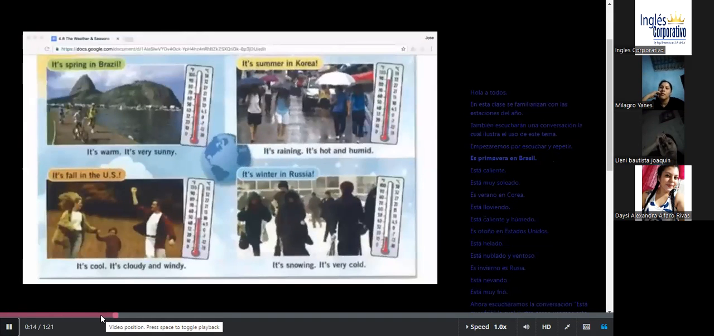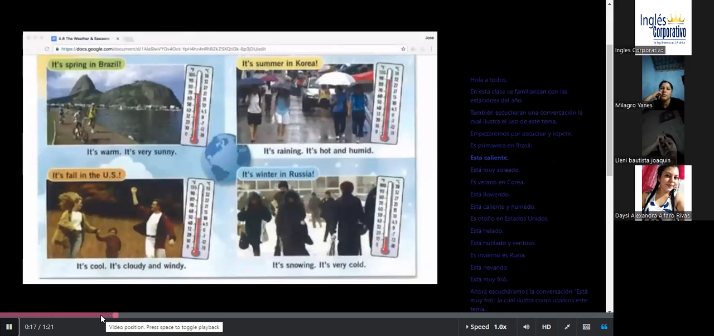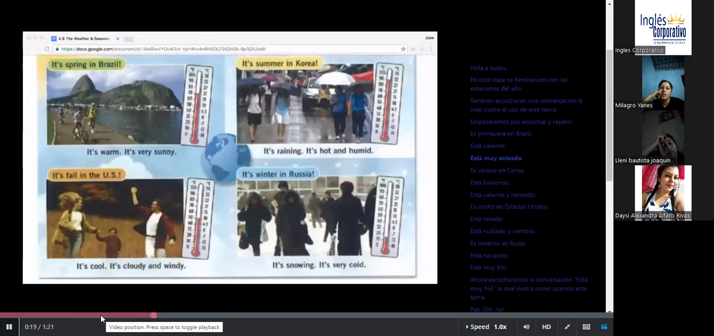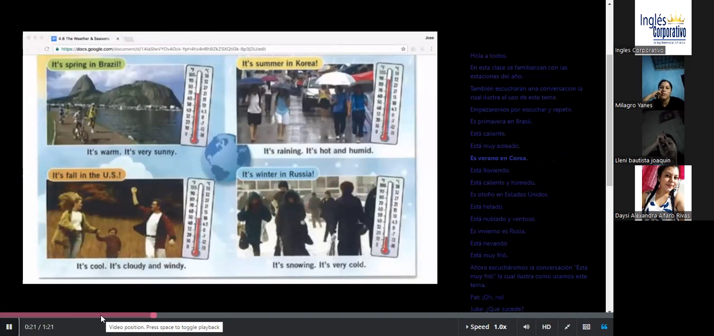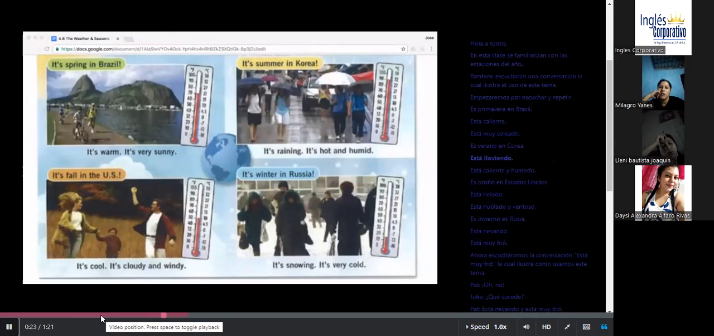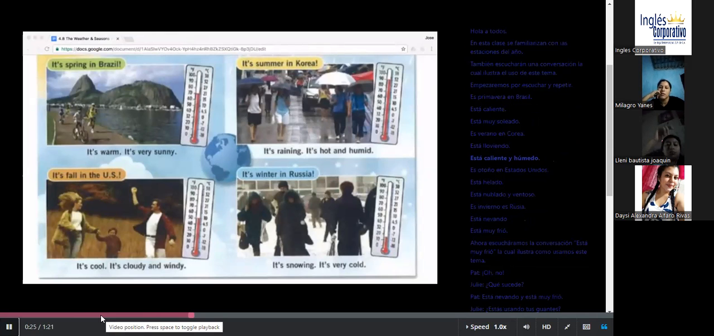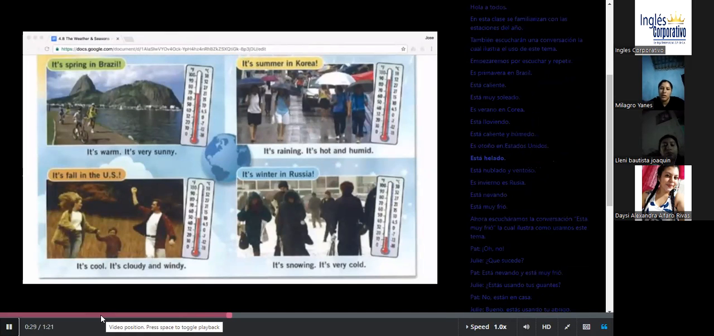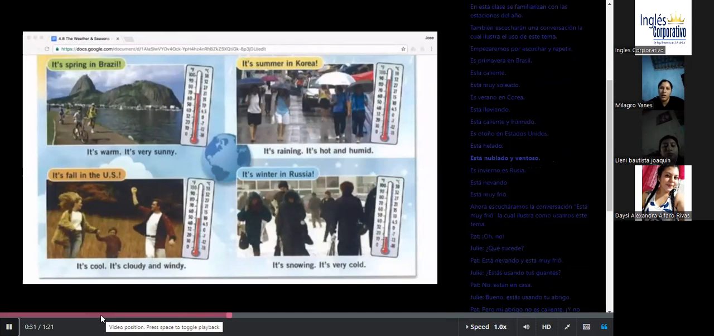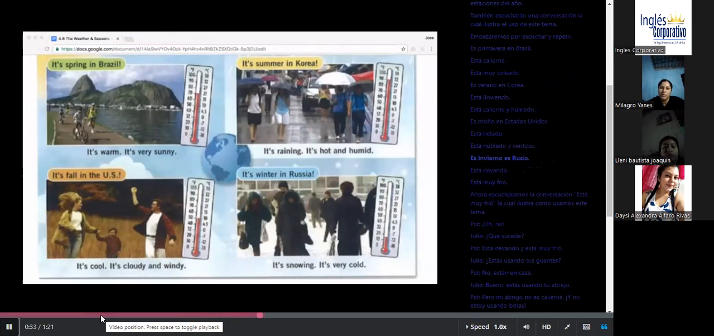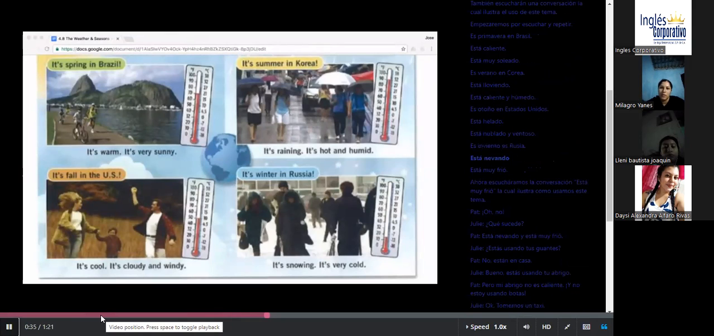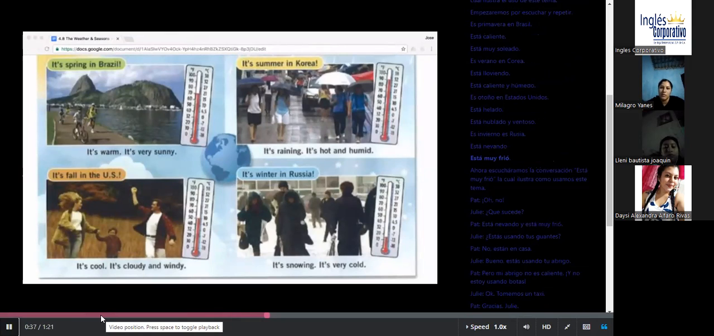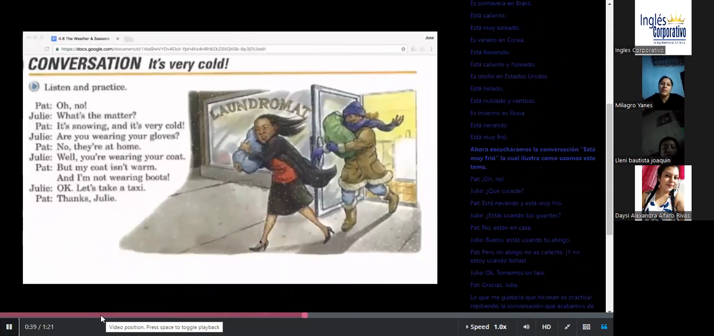It's spring in Brazil. It's warm. It's very sunny. It's summer in Korea. It's raining. It's hot and humid. It's fall in the U.S. It's cool. It's cloudy and windy. It's winter in Russia. It's snowing. It's very cold. Now, let's listen to the conversation.